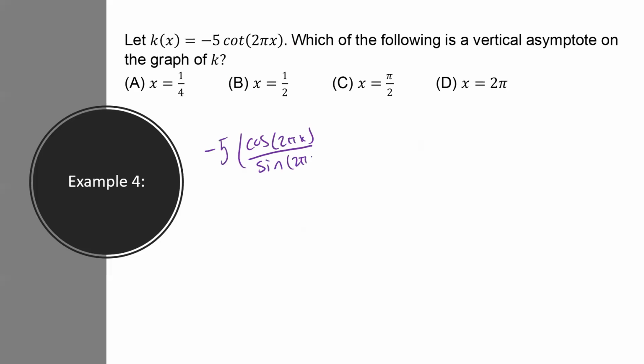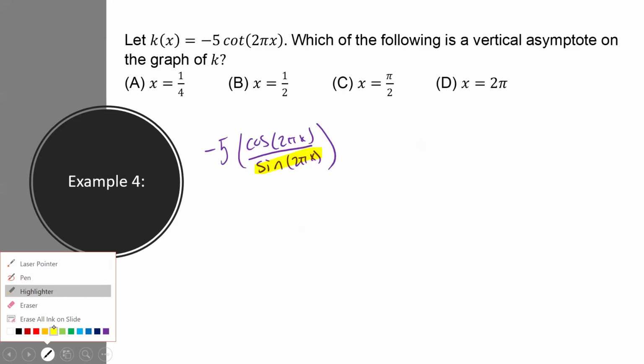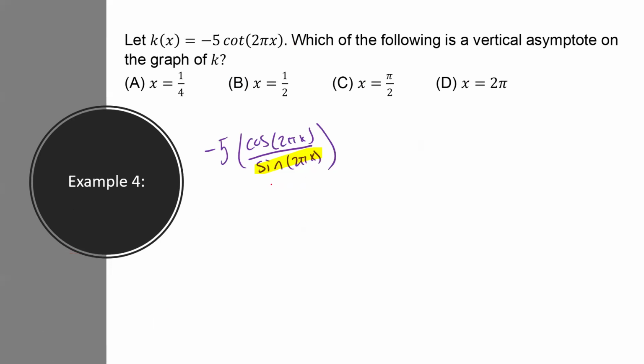You want to do it this way so you can automatically see what's in your denominator. So what's in our denominator? Sine is in our denominator. So that's what's going to create my vertical asymptote, right? What's in your denominator creates your vertical asymptote. So since sine is in my denominator, I'm asking myself on the unit circle, when do I get sine equal to 0? We're looking for when sine, which is y, equals 0, because that's where your vertical asymptote is going to be.